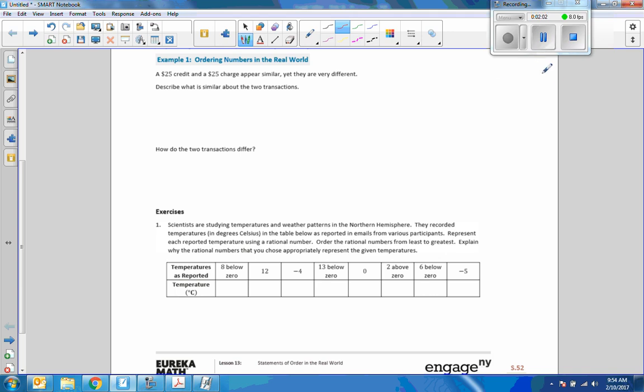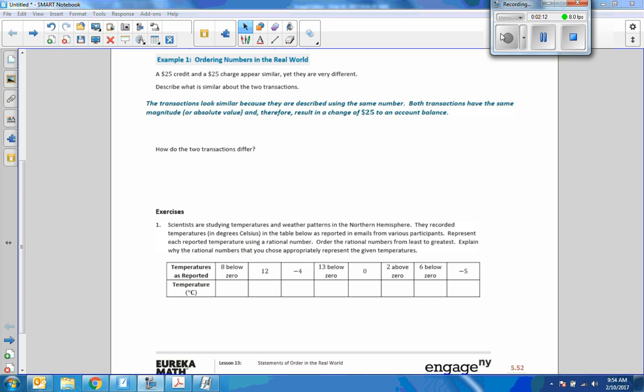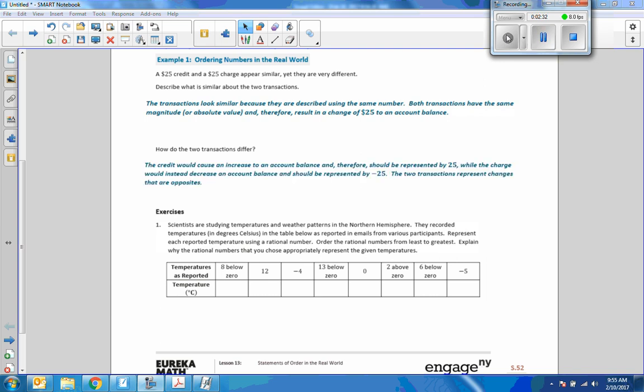Let me just bring in the detailed information on this, and you can write it down or pause. Here we go. The transactions look similar because they are described using the same number. Both transactions have the same magnitude or absolute value, and therefore result in some sort of change of $25 to an account balance. Now it says, how do these two transactions differ? The credit would cause an increase to an account balance, and therefore should be represented by 25, while the charge would instead decrease the account balance and could be represented by negative 25. The two transactions represent changes that are opposites.